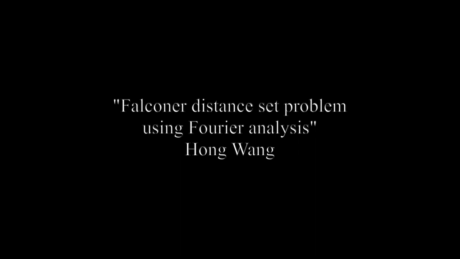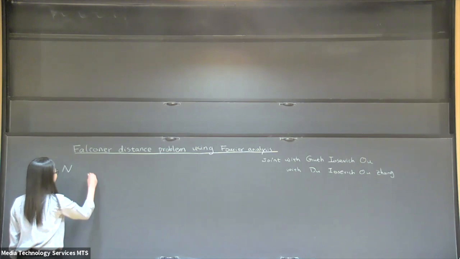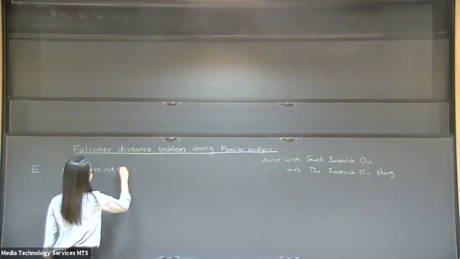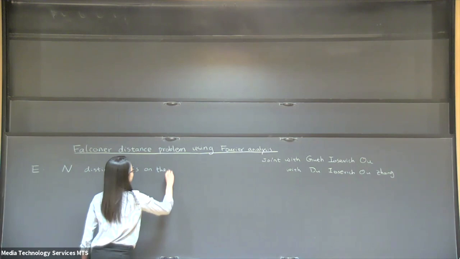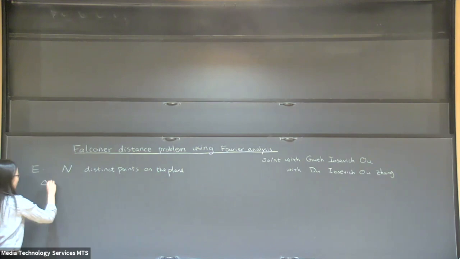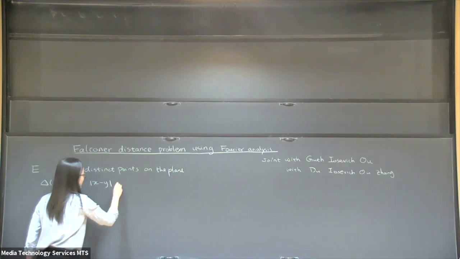E is a set of n distinct points on the plane. Then the distance set of E is defined as the Euclidean distance between any pair of points in E.